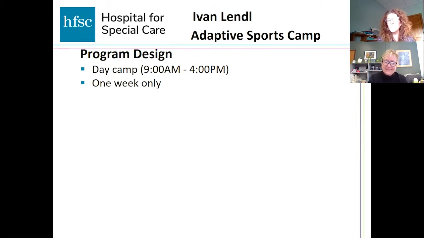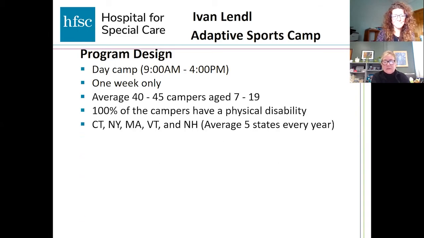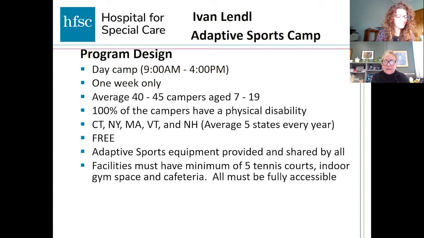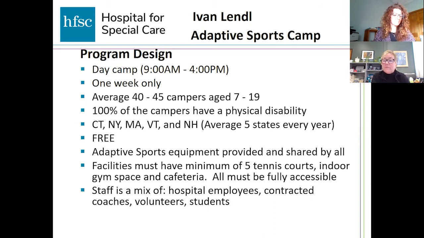So Janet, why don't you tell us a little bit about the design of the program? So typically, our camp is a day camp. And part of the justification for that is the added expense that would be incurred if we were to try to look at making this model an overnight camp. Camp is for only 1 week a year. We average 40 to 45 kids, as you can see. And as MaryJo mentioned on the introduction, typical ages are 7 to 19. Sometimes we get a 5-year-old or 6-year-old that is ready to be at camp, which is awesome.